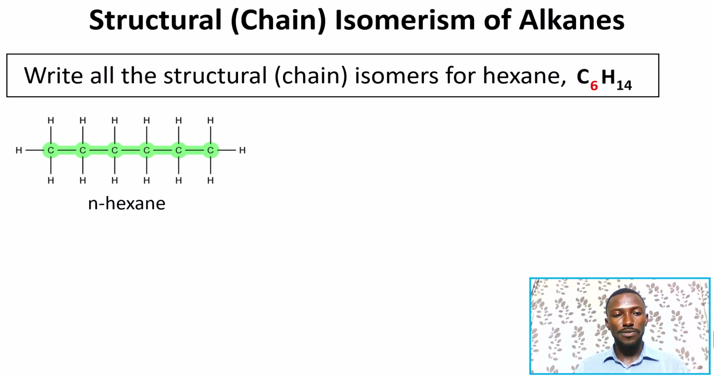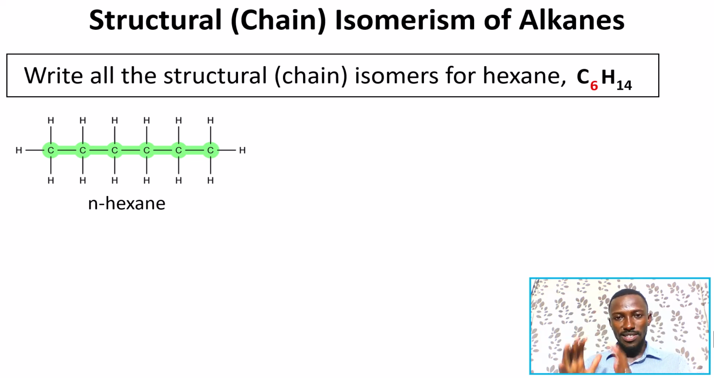Check for yourself. Check the number of carbons. We have 6 in total. Then we have 14 hydrogens around. Count, verify, and you'll see that that's exactly what you have on the screen. Now, what is the next isomer of this n-hexane?